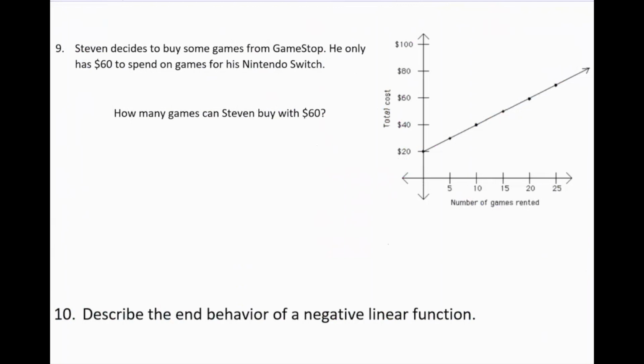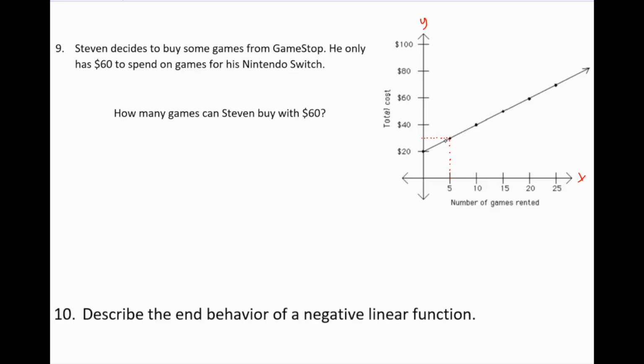So if we look at our graph, we can see that our x-axis represents the number of games Steve rented. So it looks like he's renting, not buying. But that's okay. We can see how many games he's renting. And if we look at our y, we can see how much his games are costing. So this graph tells us when the two things meet, how much his prices are in relation to how many games he rents.